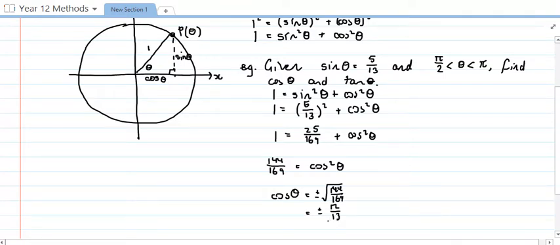Now, given that this is in the second quadrant, as theta is between pi on 2 and pi, I can rule out the positive answer. We know that cos in the second quadrant is negative, and I'll just say therefore cos theta is negative 12/13. The next part is to get tan theta.